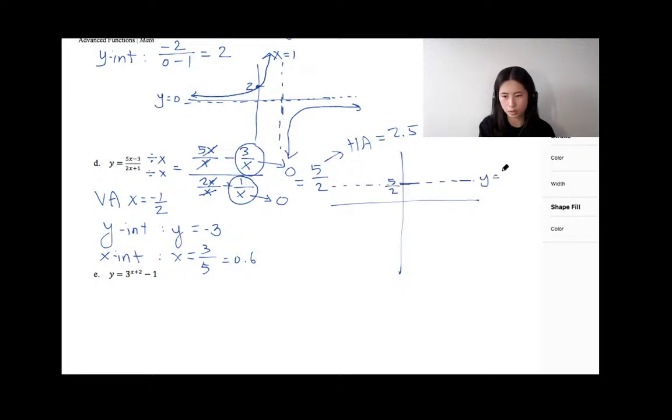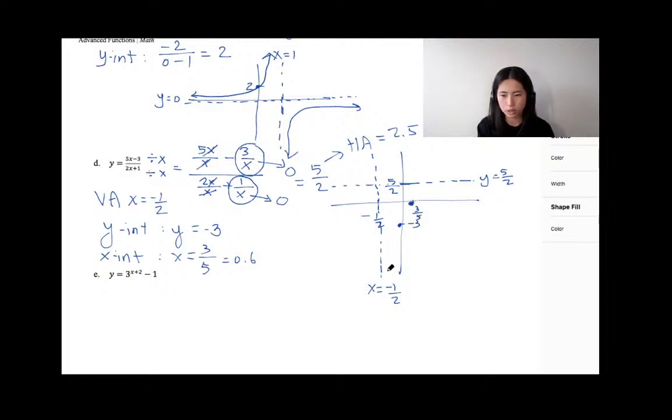So y is equal to 5 over 2. That's our horizontal asymptote. Vertical asymptote is negative 1/2, so that's going to go right here. Sorry, yeah, x is equal to negative 1/2. Y-intercept is negative 3, so that's right here, right? 0 comma negative 3. And then your x-intercept is going right here, 0.6, which is 3 over 5.